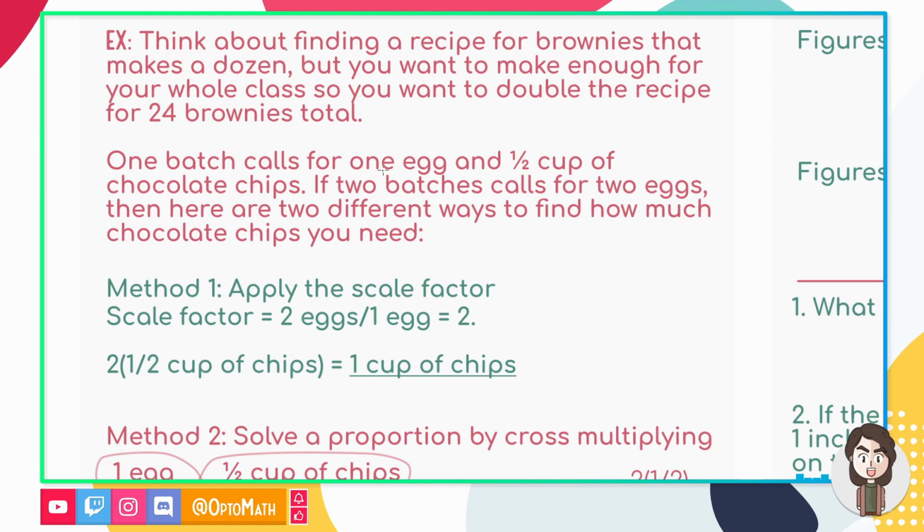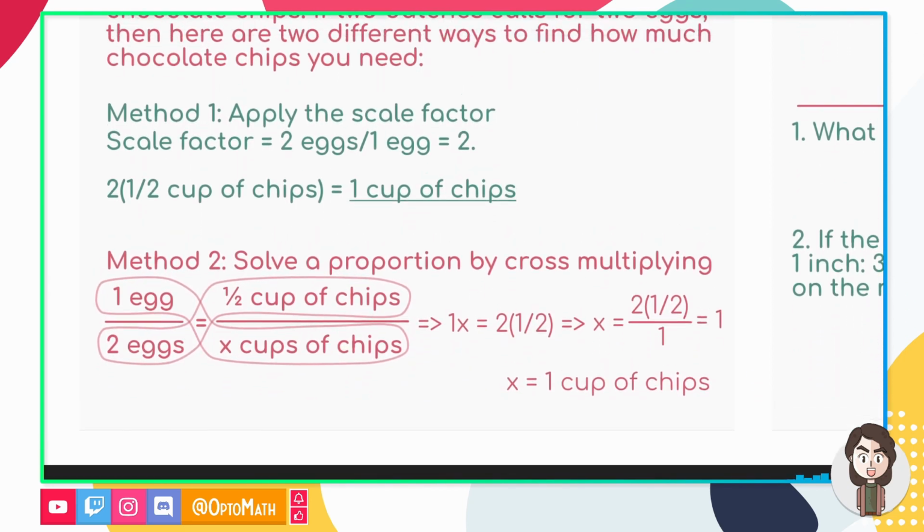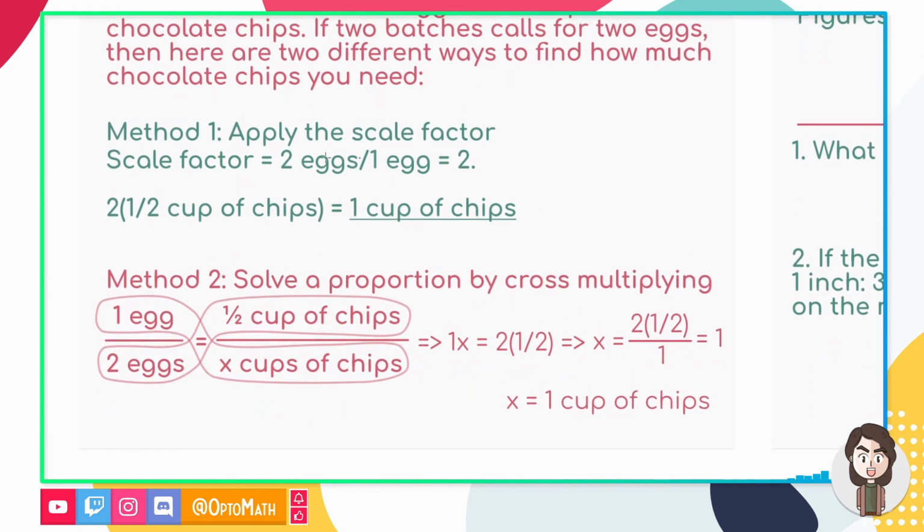So if one batch calls for 1 egg and a half cup of chocolate chips, then our 2 batches calls for 2 eggs, and then there are different ways you can figure out how many chocolate chips you need, or how many cups of chocolate chips. So if we look down here, we've got method 1, which we want to apply the scale factor. So we know the scale factor is going to be found by the image divided by pre-image. So what we're going to be getting from our enlargement or reduction is going to be 2 eggs divided by the original 1 egg, which gives us a scale factor of 2.